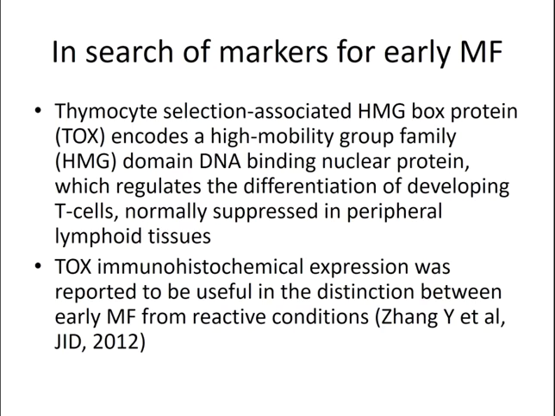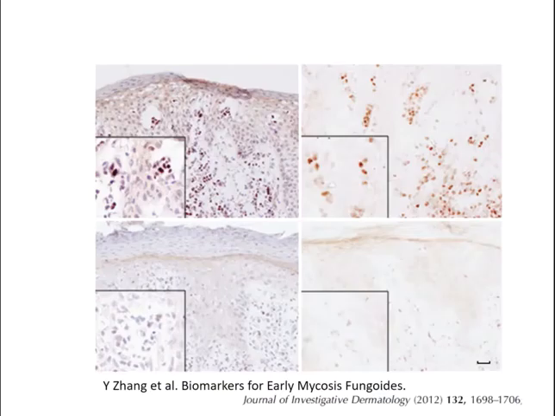So of course, now we go into the more research part. Is there any magic bullet, any magic marker that is going to really tell apart mycosis fungoides early stage from dermatitis? Well, there are some attempts. Tox is one of these markers that has been published a few years ago. This is MF, positive for tox. This is an inflammatory condition, negative.